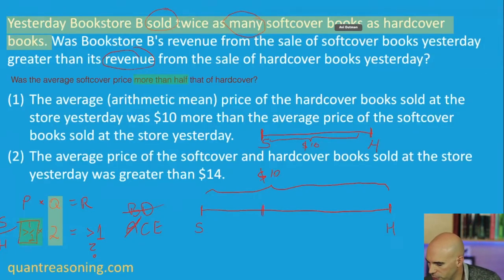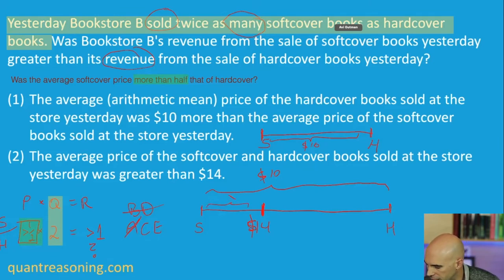So visually, I'm going to put that right about there. That's $14. It's twice as close to the soft cover average price as it is to the hardcover average price. And again, why is that? Well, we have a kind of a tug of war going here, where the soft cover price is pulling the average towards itself and the hardcover price is pulling the average towards itself, but the soft cover is twice as strong, pulling twice as hard, and you end up with this ratio, which I could define as a ratio of 2 to 1.